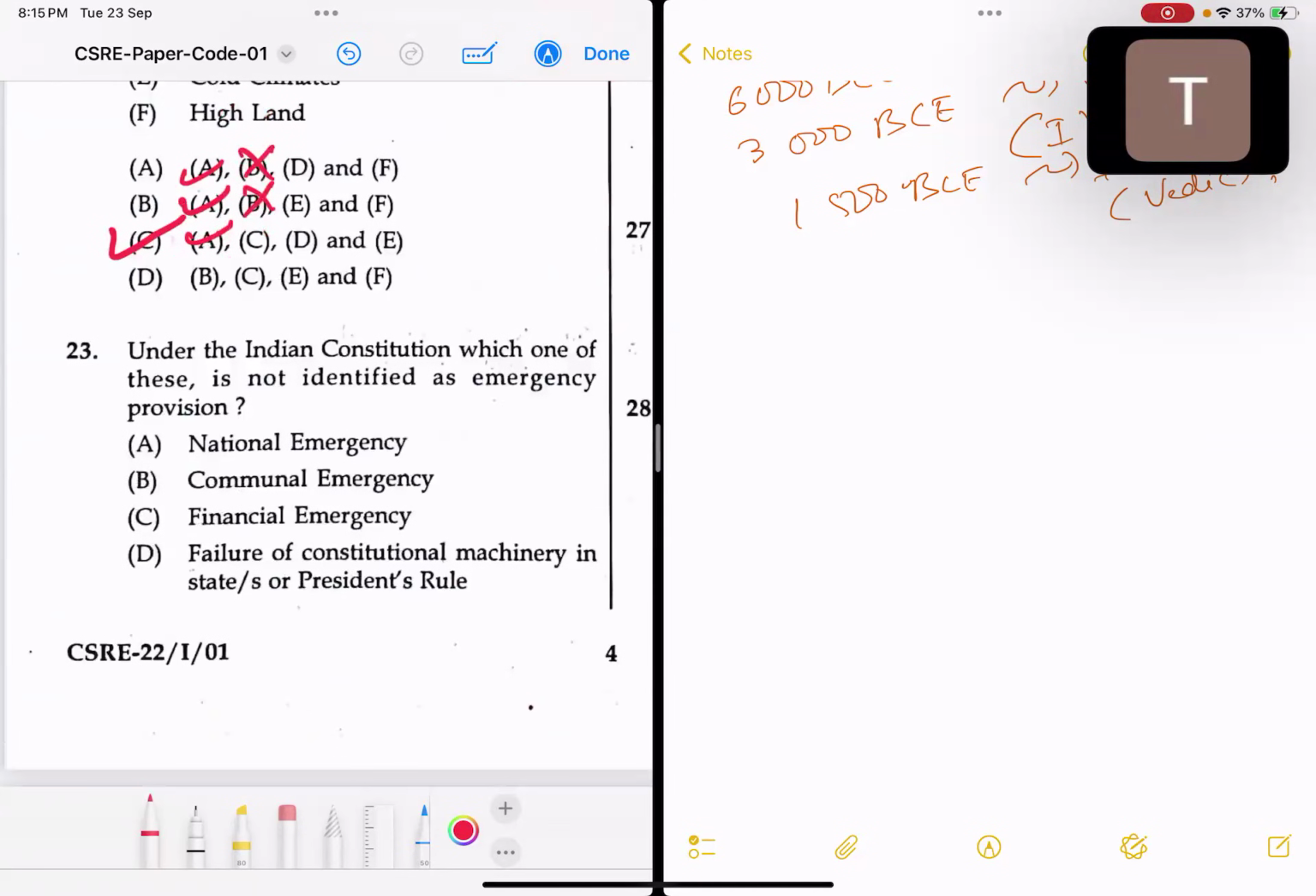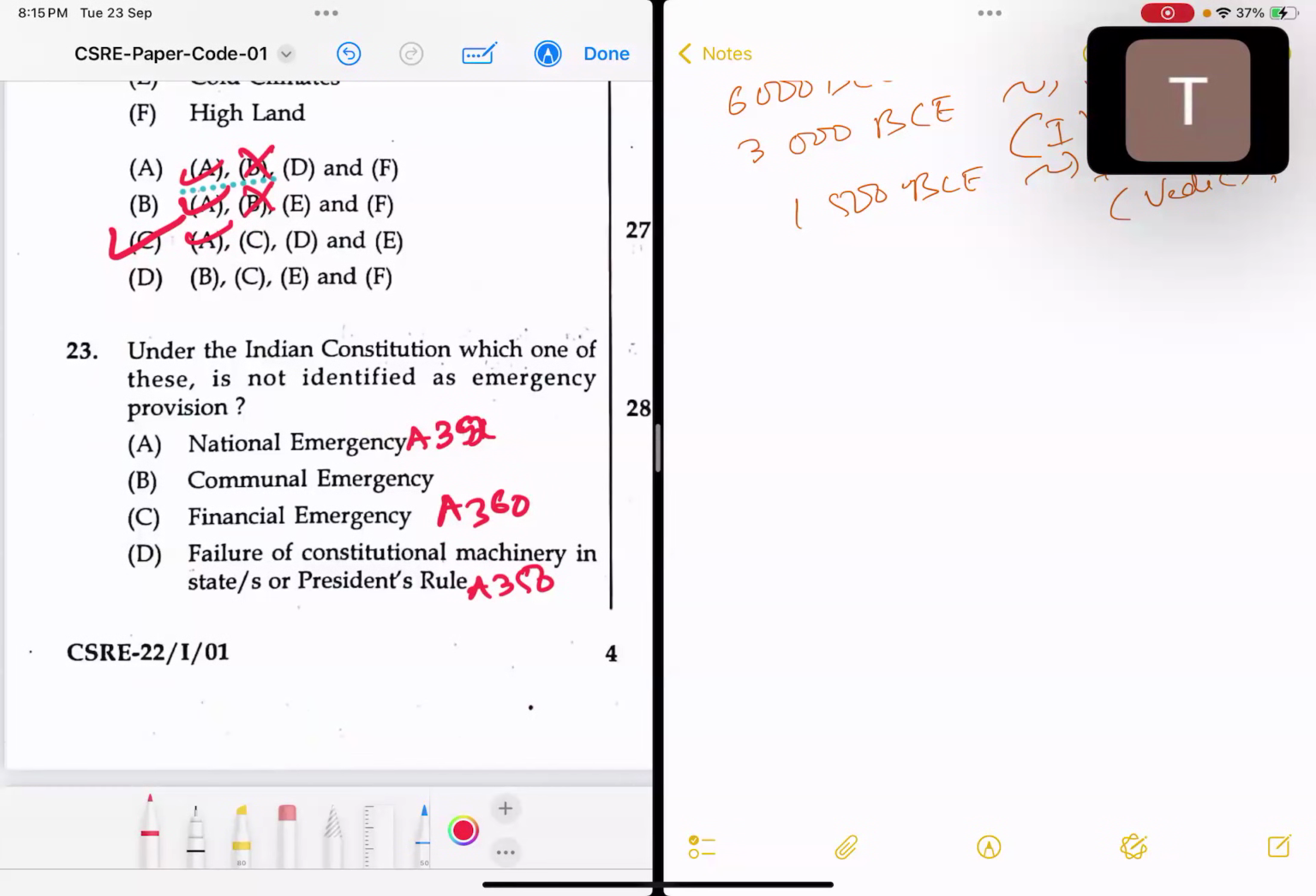Under the Indian Constitution, which one of these is not classified as an emergency provision? So in different parts of the Indian Constitution, we talk about emergency provisions, right? The most famous one is Article 352, which deals with what is known as the national emergency. It is declared during the time of war and external aggression, right? The second type is under Article 356, President's Rule, and it happens when there is a failure of constitutional machinery in a state, right? The third type is the financial emergency, given under Article 360.